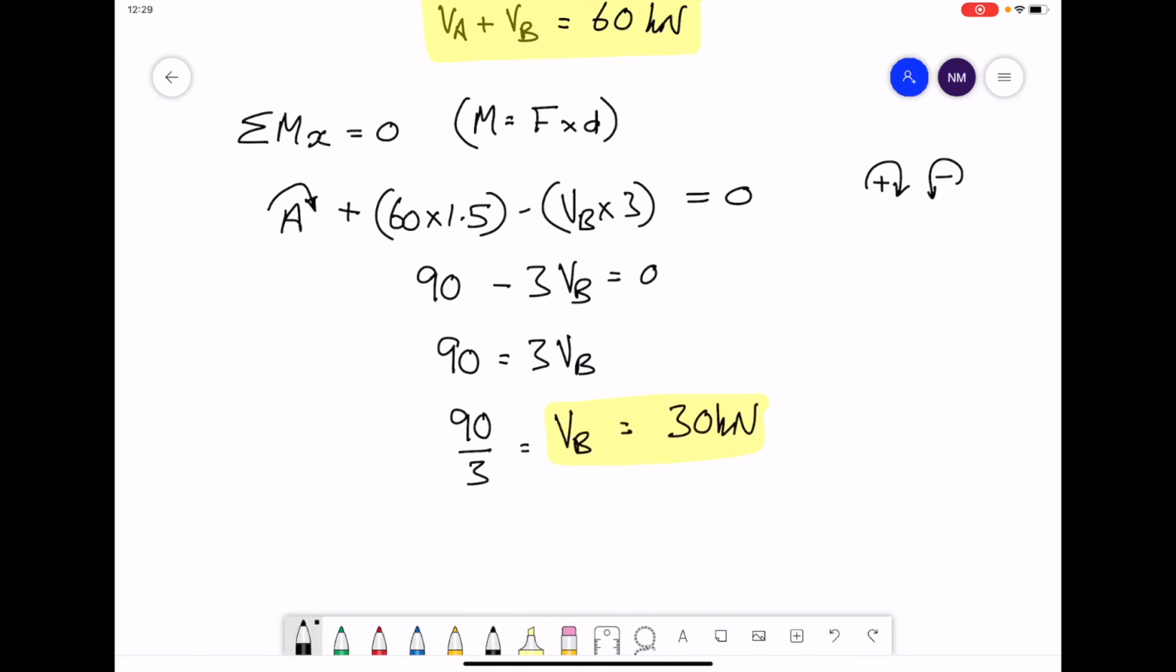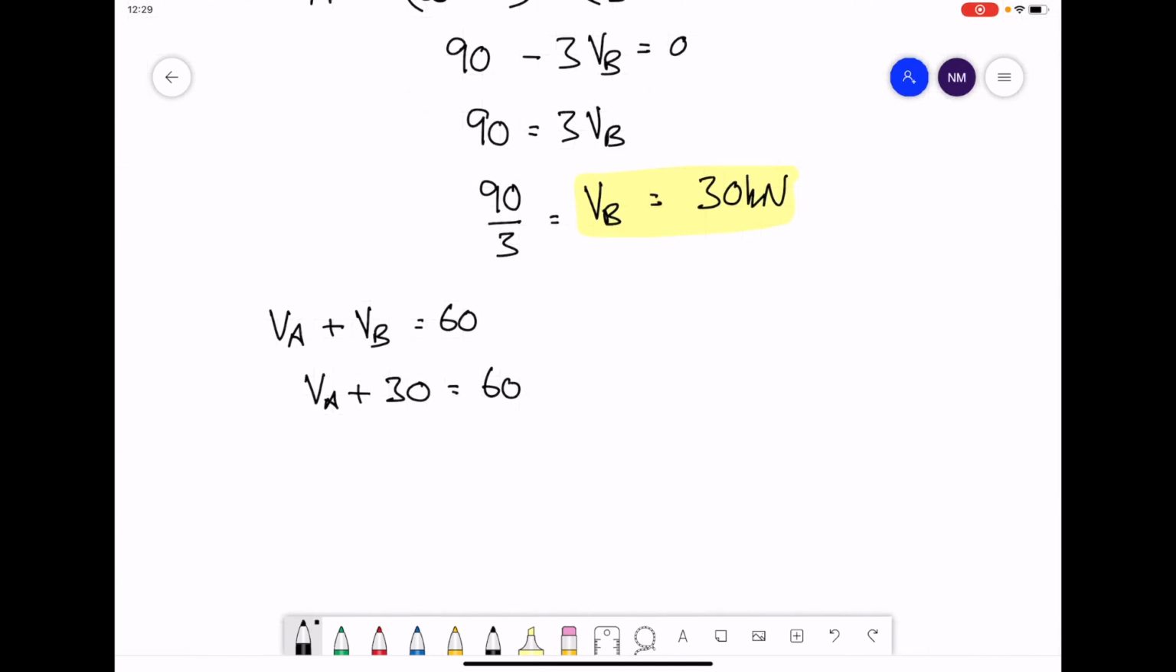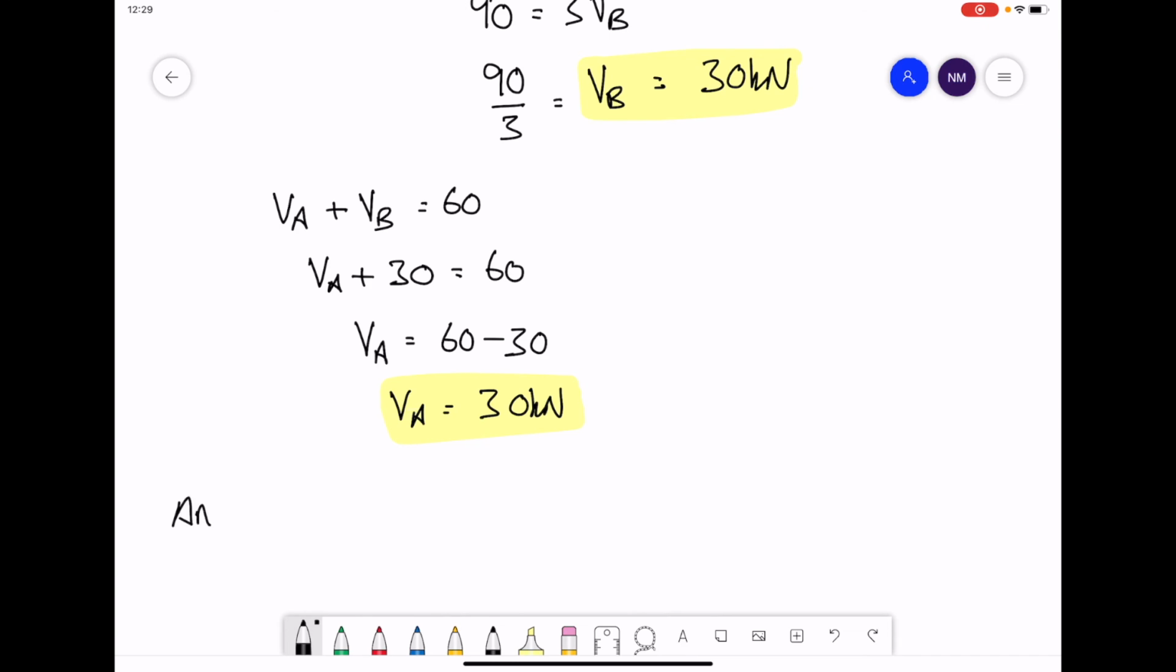Then applying the equation that we worked out earlier, VA plus VB equals 60. We can write the equation down, do our substitution in for VB, and rearrange the formula, taking the 30 to the other side. Your VA also works out to be 30 kilonewtons. Answers in this case are HA is 0, our VA is 30 kilonewtons, and our VB is also 30 kilonewtons.